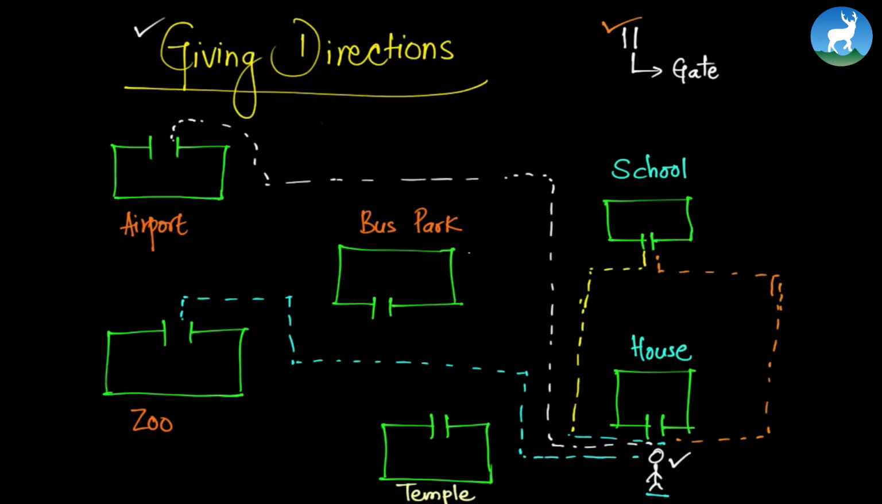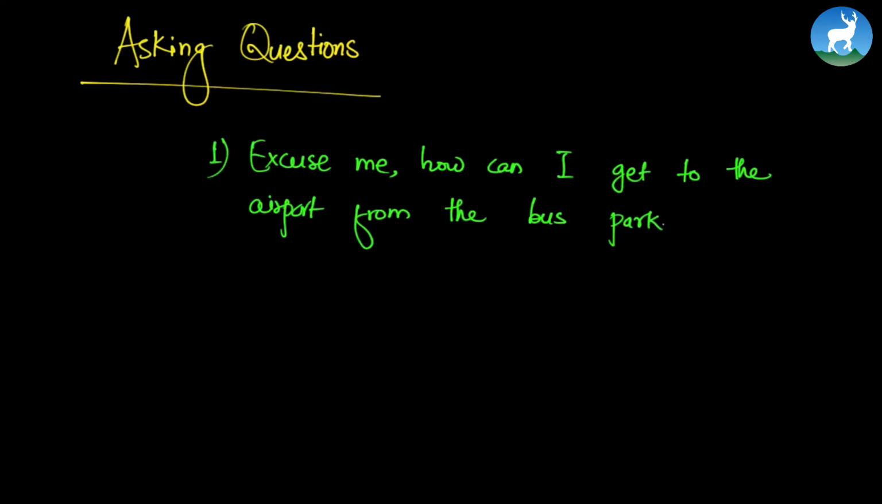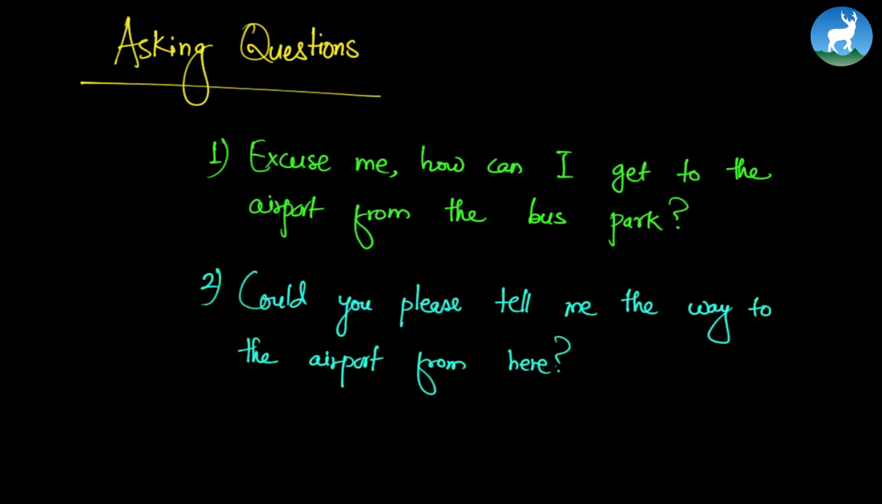Now you've got to ask a question like, could you please tell me the way to your house? Or, excuse me, how can I get to your house? Excuse me, how can I get to the airport from my house? In response to these questions, you can give directions. Now let us first learn how to ask proper questions. The easiest way to ask a question is, excuse me, how can I get to the airport from the bus park? Or another way of asking is, could you please tell me the way to the airport from here? Here being the bus park.